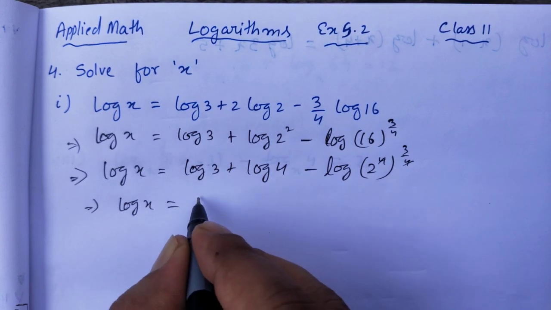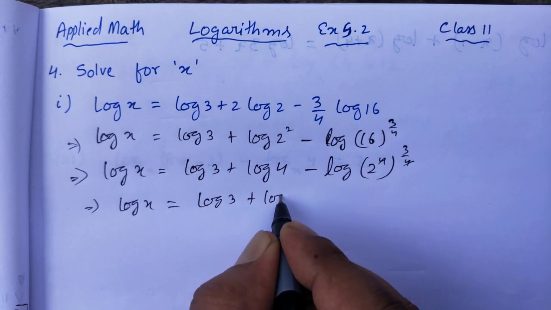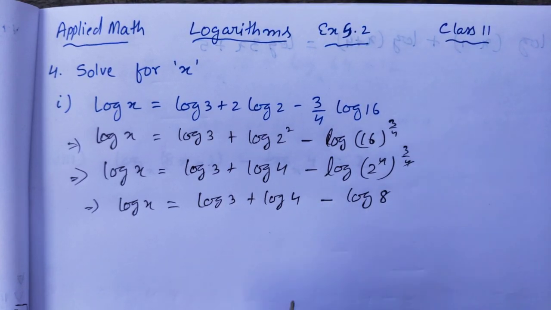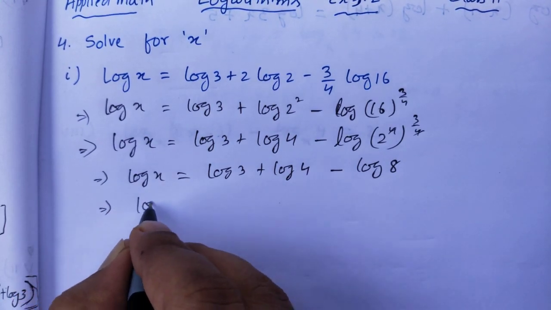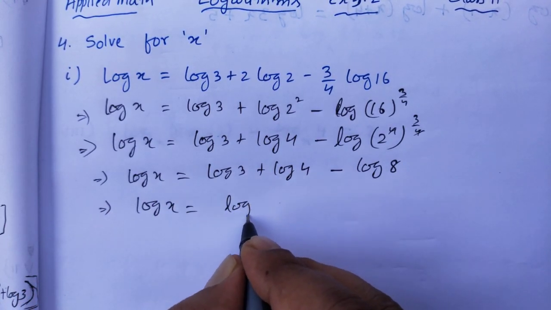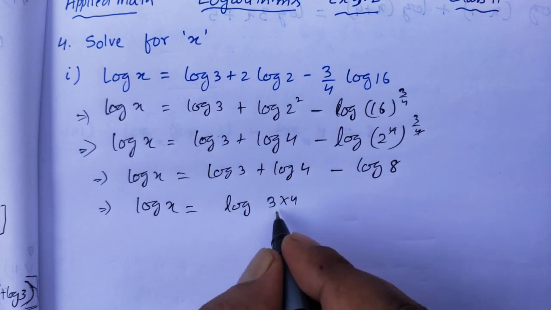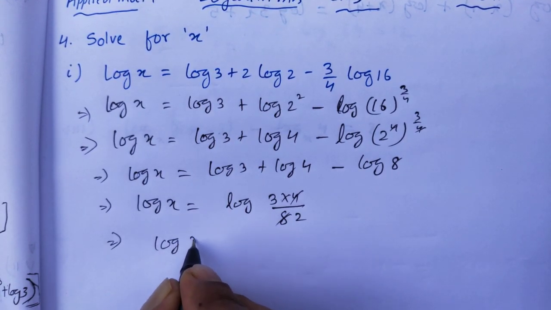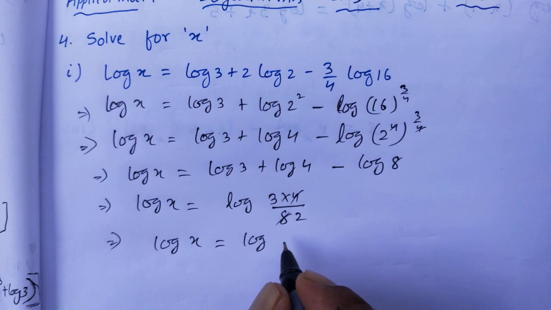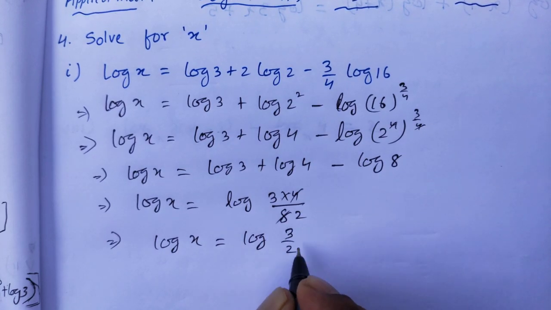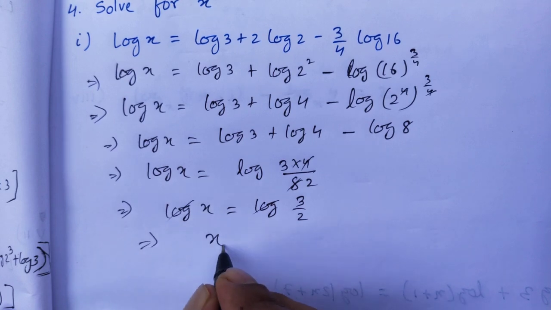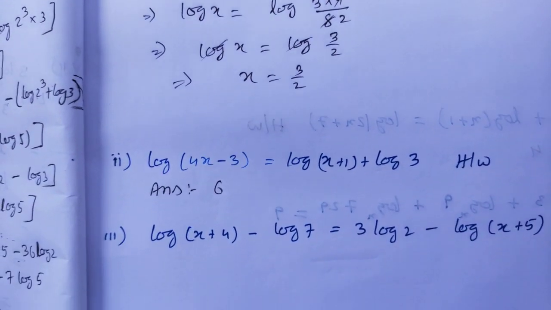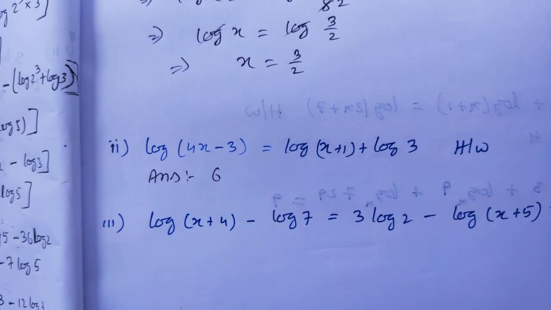Log x equal to log 3 plus log 4 minus log, this will be 2 cube is 8. Now we'll make single log on the right side. Plus means multiply 3 into 4 and minus means divide by 8. 4 2 times, you are getting log x equal to log 3 by 2. Both side log cancel, x is 3 by 2. So you can do the second one as homework. You must get answer 6.